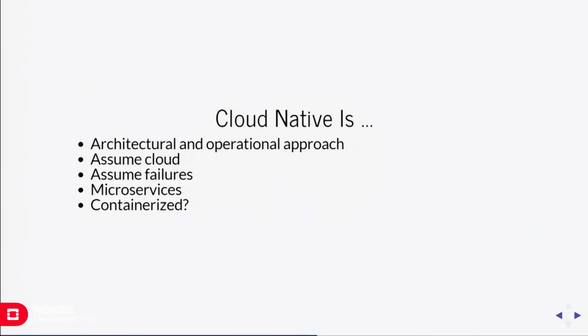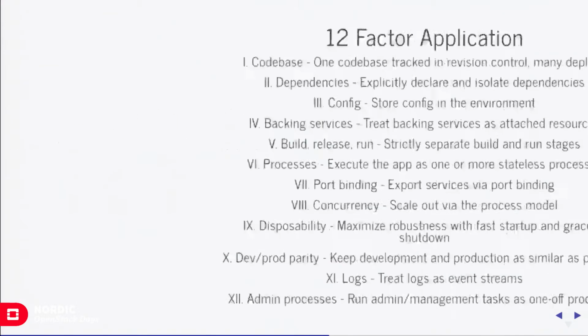So when we talk about cloud native, we're talking about a redefinition of Unix, but for the modern era, I guess. But it's an architectural and operational approach. It assumes cloud. It assumes failures. There's people who assume it has to be containerized. I don't agree with them, but that's fine. We can do that. Lots of things about microservices, which is all great. These are all good things.